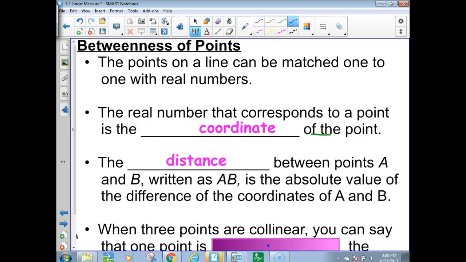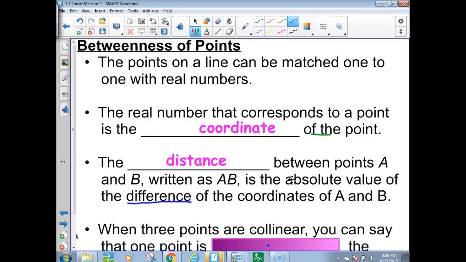Does anybody know what difference means? What's that mean to do mathematically? Come on, someone knows. I know you do. Difference. Good job. Subtract. Okay, and that was Robert. Good job, Robert. Subtract is what they're saying.